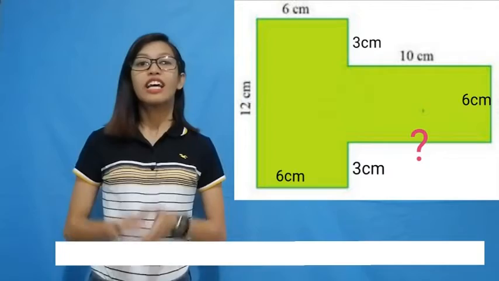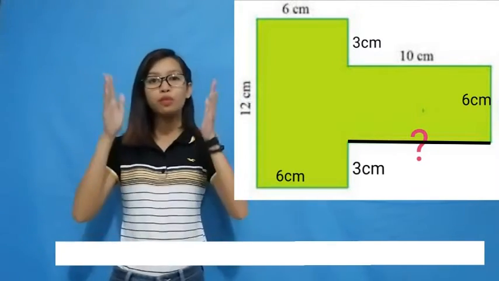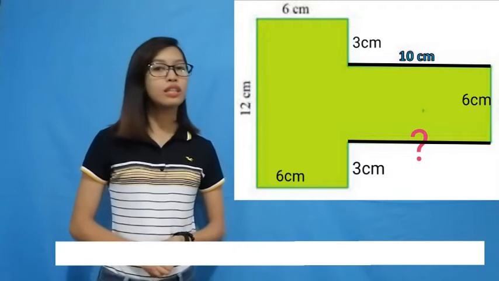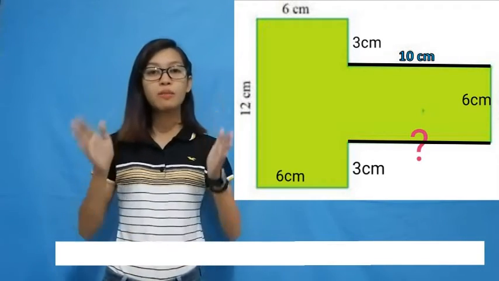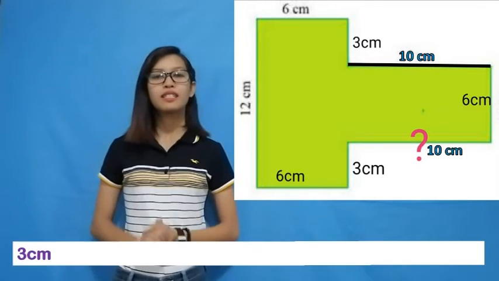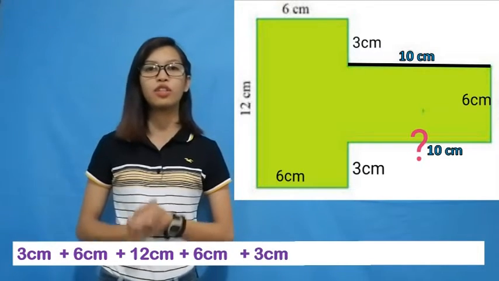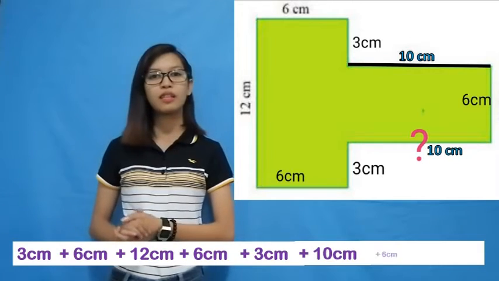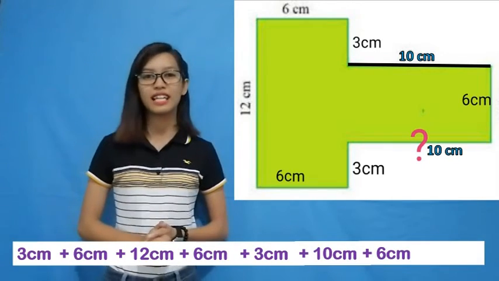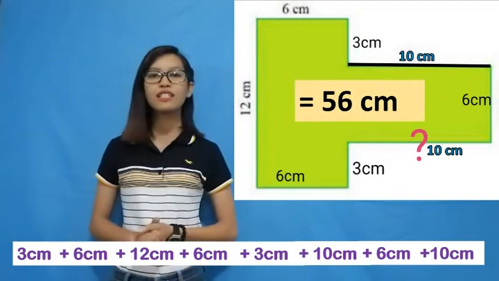Let's have another example. As you can see, there is a missing part, but the missing part has the same length as its opposite side, which is 10 cm. With this, we can tell that the measure of the missing part is also 10 cm. So we have 3 cm plus 6 cm plus 12 cm plus 6 cm plus 3 cm plus 10 cm plus 6 cm plus the missing part, which is 10 cm, is equal to 56 cm. So the perimeter of this given example is 56 cm.